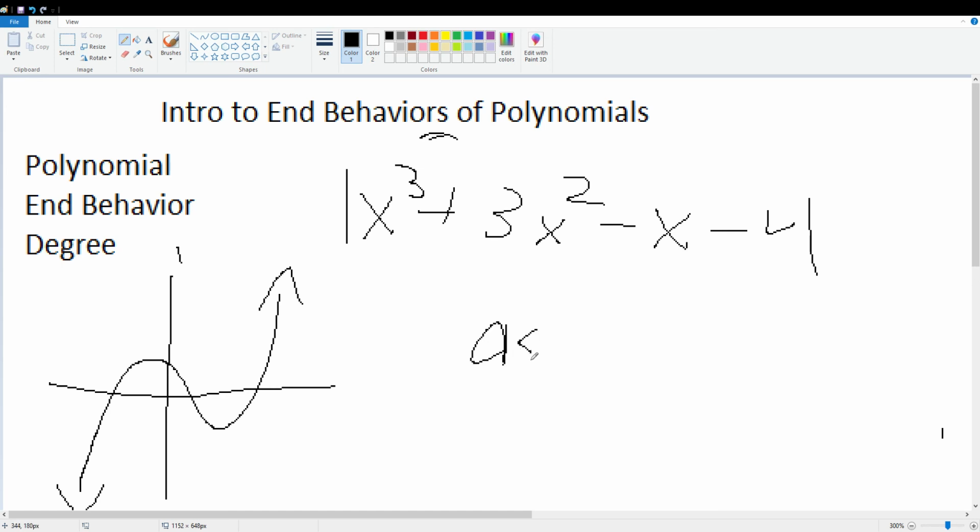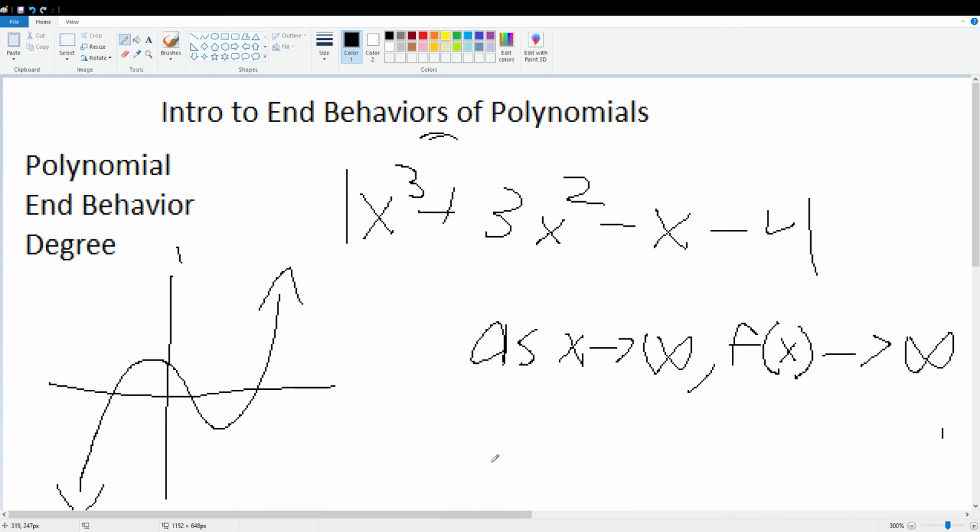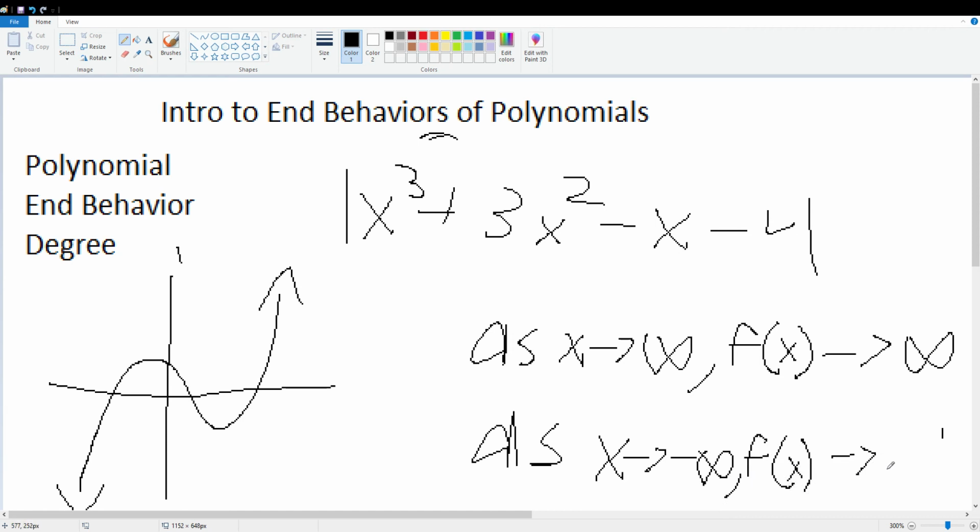So to write this, it would look like as x approaches infinity, f of x approaches infinity also, positive infinity. However, as x approaches negative infinity, f of x will also approach negative infinity. Now, again, same concept. If you were to add a negative here, that would make this less than 1, meaning that the whole end behavior is going to be negative.